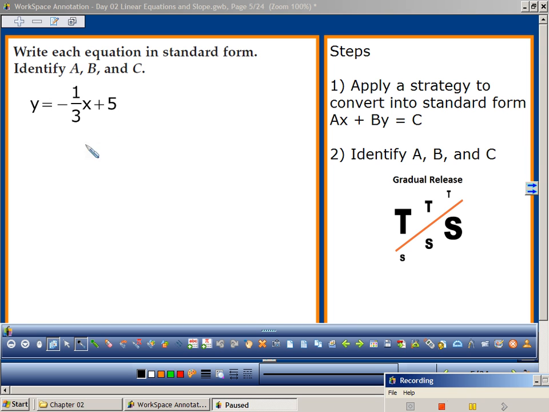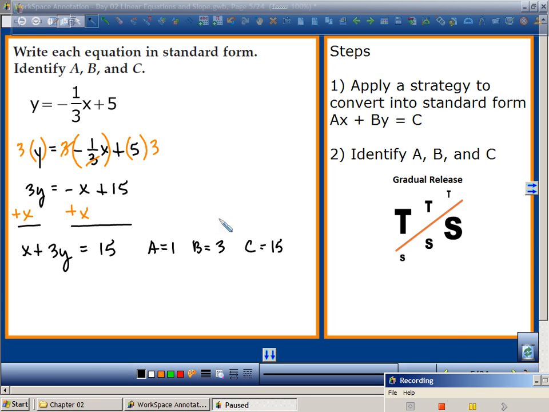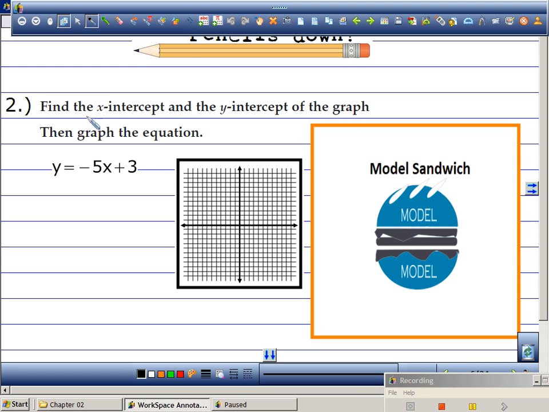Okay, so now it's your turn. Go ahead and do this one, and I'm going to do it at the same time as you are doing it, but I'm going to hide it, and then I'll come back and show you what my answer is. Okay, everybody ready? Here are my answers: A should be 1, B should be 3, C should be 15. Questions? Pretty clear? Okay, let's move on. Pencils down.